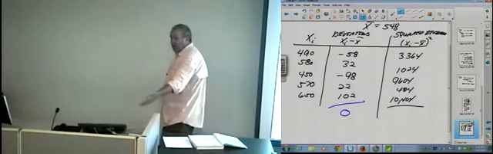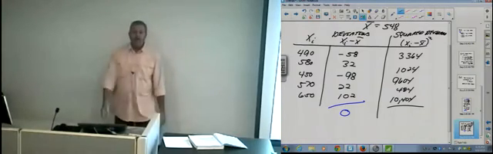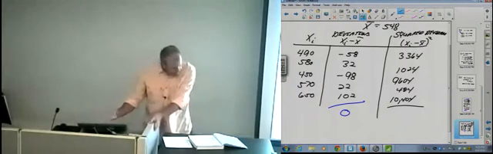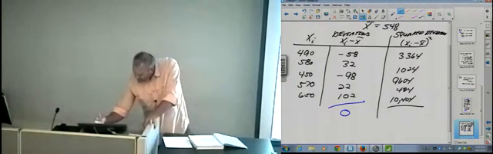Don't be shocked, they're all positive, right? We squared them all. We add that column together. You add that column together and you're going to get, what do I got here? 24,880.